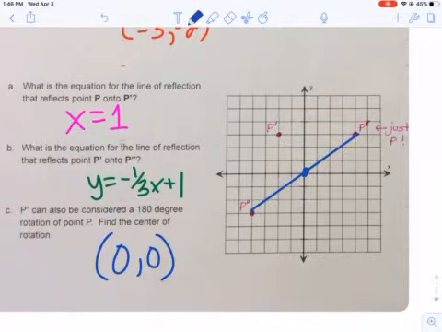So there you go. That's all it is when you're trying to find the center of rotation for a 180-degree turn. Just draw a straight line, find the center of your line. That's it. Hopefully this helps you with number 2.